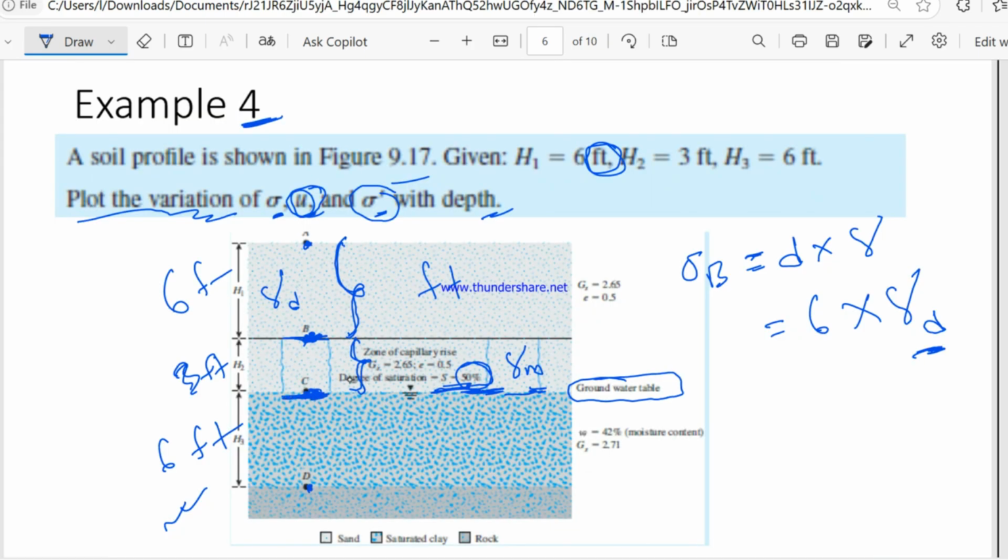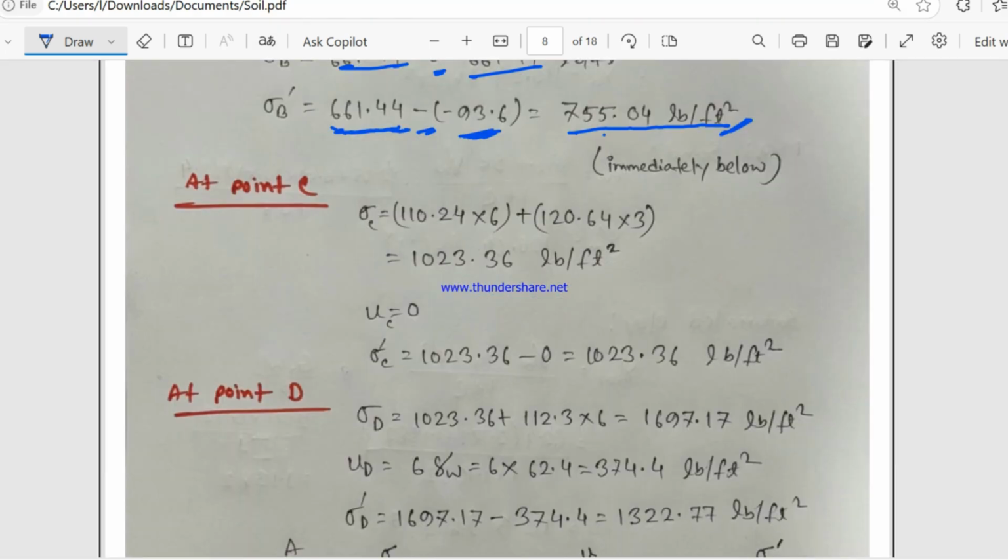Okay, so for point C, the total distance is 6 plus 3. For distance 6 we use dry unit weight, and for distance 3 we use moist unit weight. So 6 times dry unit weight plus 3 times moist unit weight. So total stress at point C will be 1023.36 pounds per square foot.